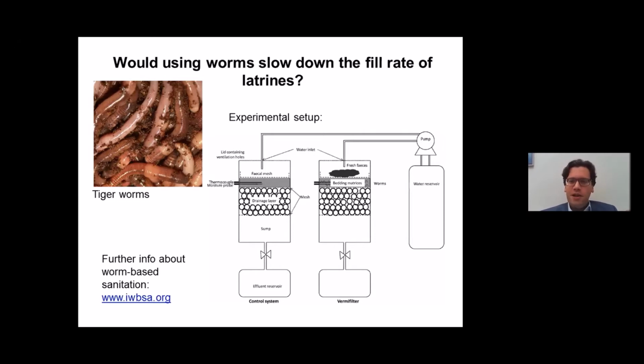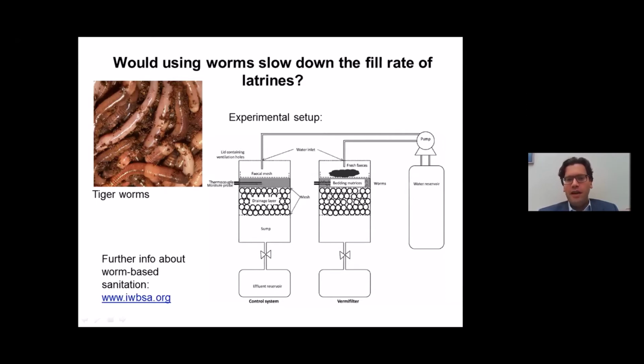Whenever you have a good idea, you have to start with some research. We started initially with an experimental setup where we had a water reservoir where we could put in the contents of the liquid fraction that we were adding. Then we would introduce fresh feces from volunteers into the experimental setups that we had.